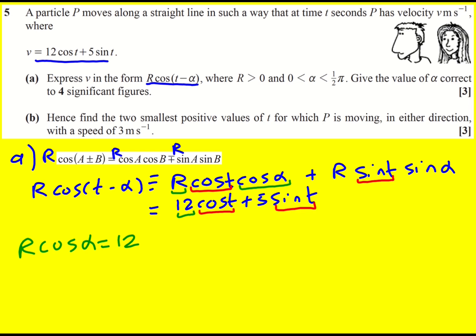Sin t and sin t, so we do the same over here. Our r sin alpha is 5.